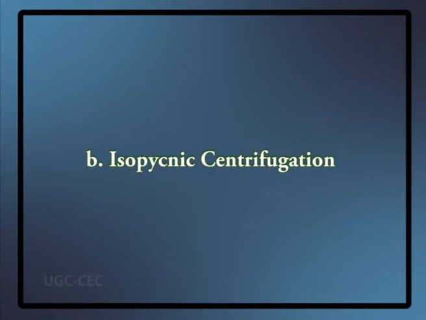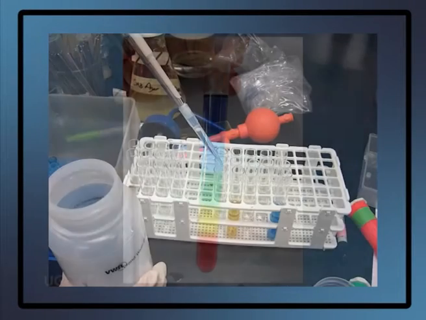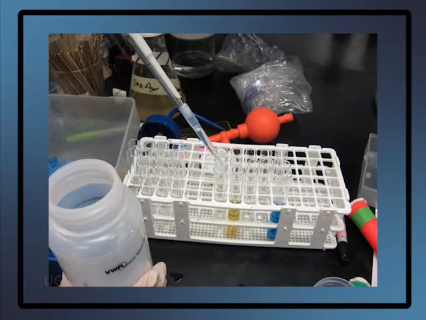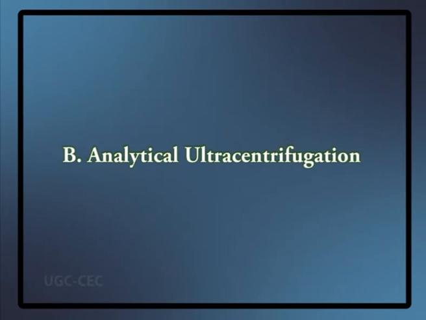B. Isopycnic centrifugation. Isopycnic means of the same density, and this type of centrifugation takes advantage of differences in the effective buoyant densities of particles. It does not rely on particle sedimentation rates and molecular mass. Each particle sediments only to the position in the gradient at which its own effective buoyant density is equal to the actual gradient density.